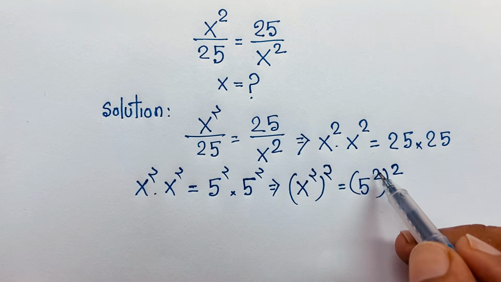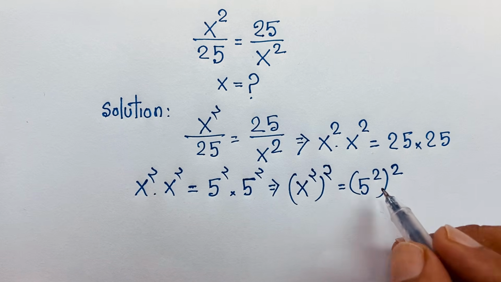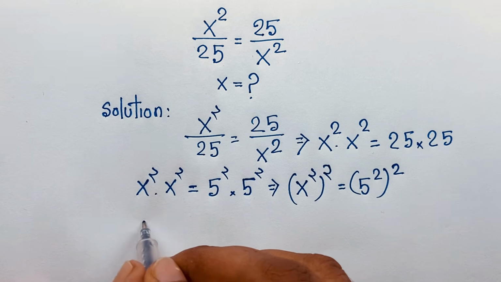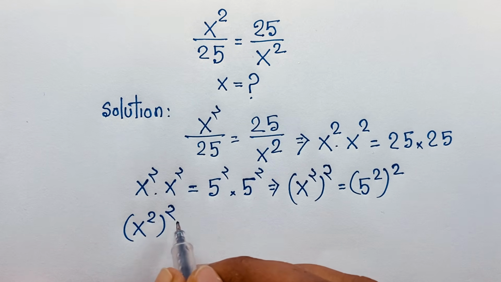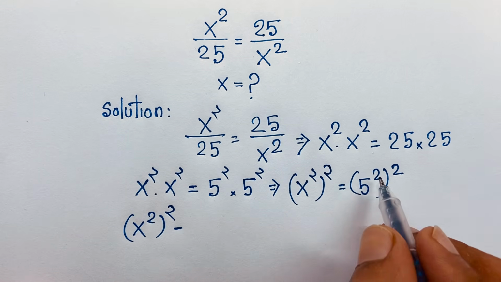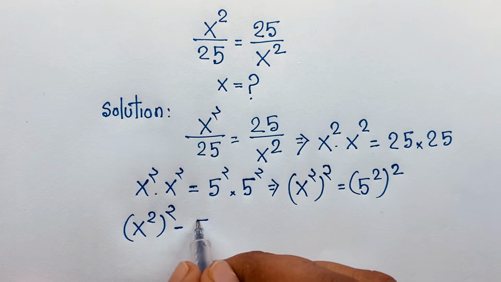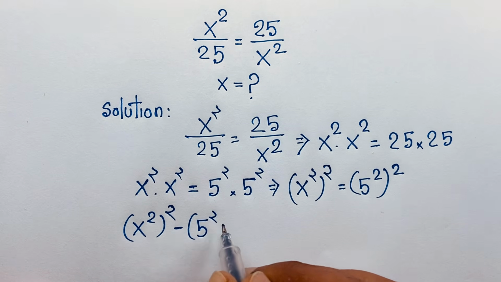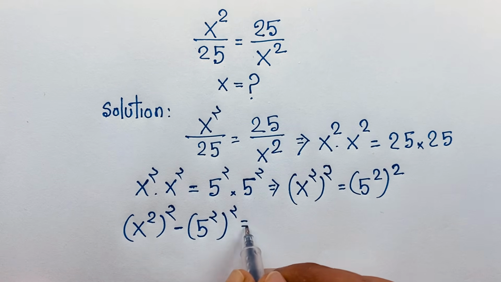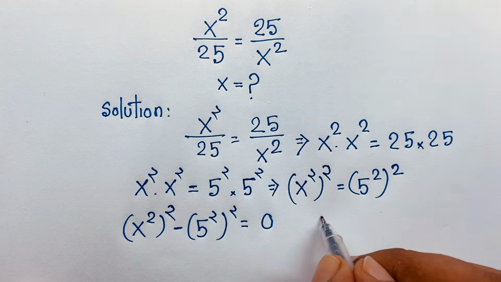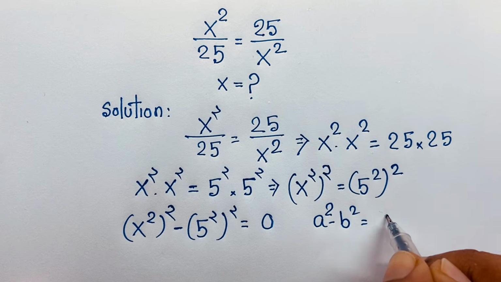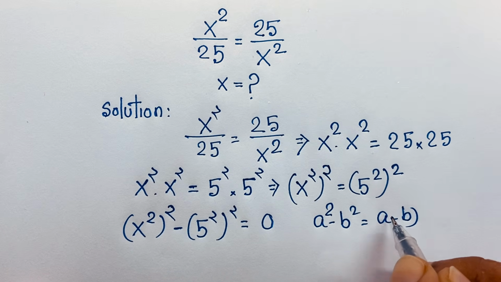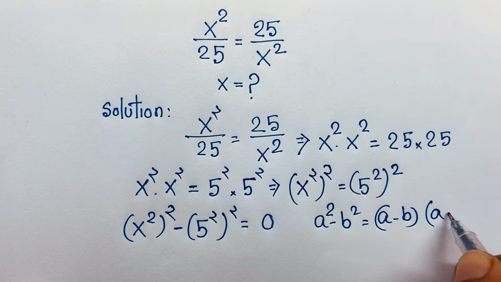Now I just move this value to this side, it will be negative, because this is positive. So this is x to the power 2, bracket power 2, minus 5 to the power 2, bracket power 2, is equal to 0. Now we know that a square minus b square is a minus b times a plus b.